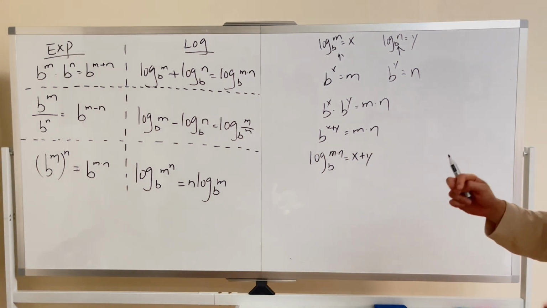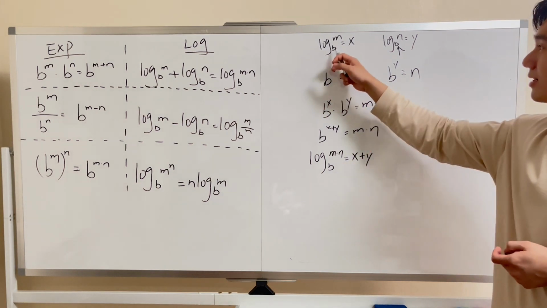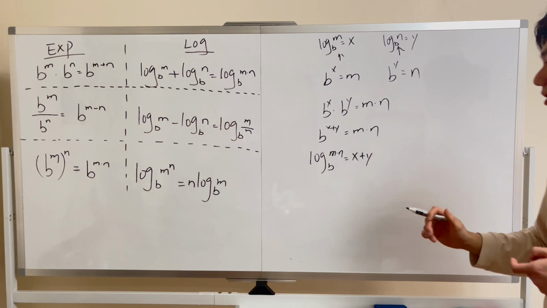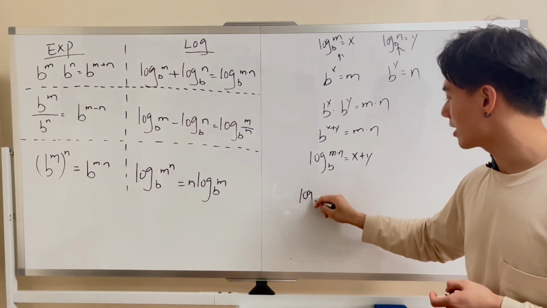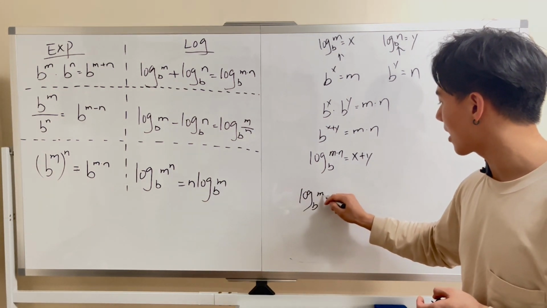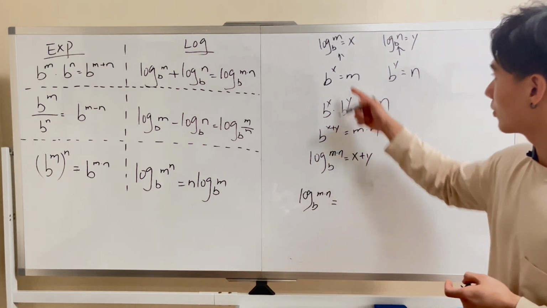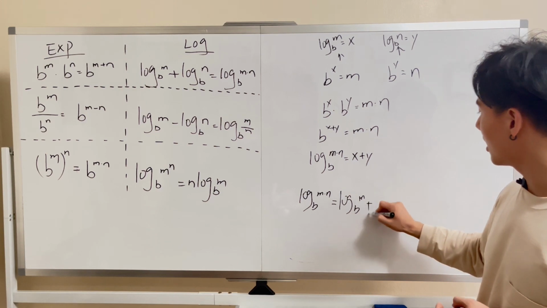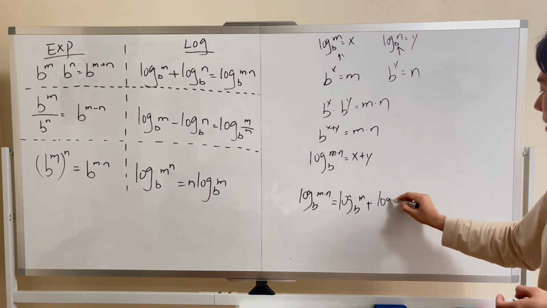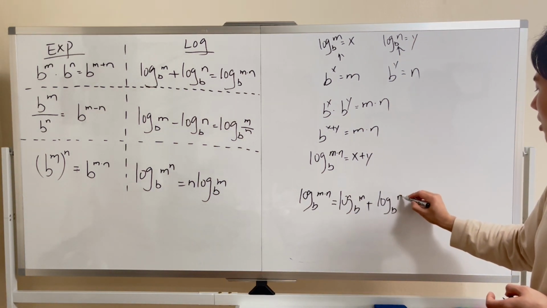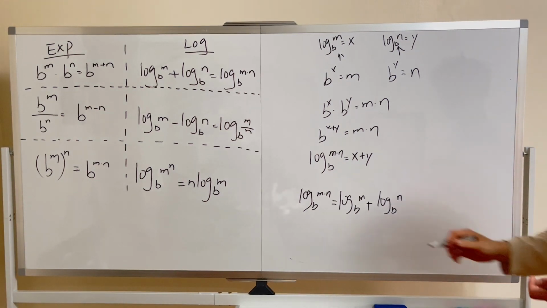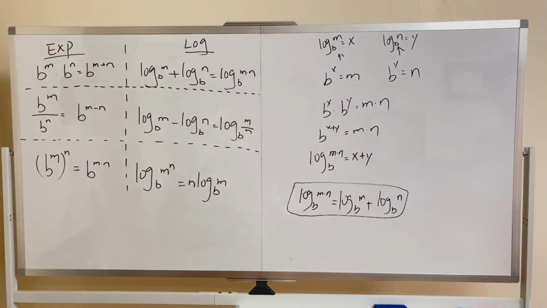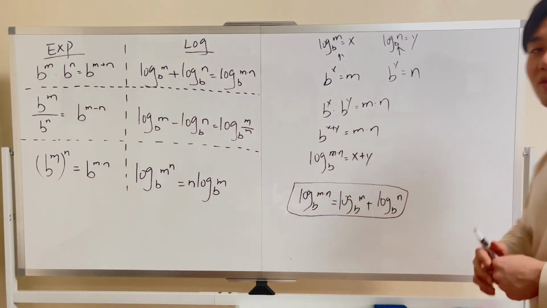Now remember what x and y are. If we do the substitution here, log base b of m times n will equal, well, x is really just log base b of m, plus y, which is log base b of n. And there we go. That's our first property right over there.